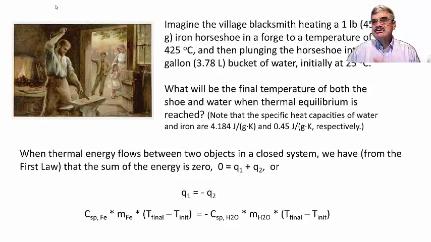But let's further imagine this village blacksmith, since we like the village blacksmith, and he's heating a 1-pound iron horseshoe in a forge to a temperature of 425 degrees centigrade. After he has heated this horseshoe up, he plunges it into a gallon of water. A gallon of water is 3.78 liters, with the water initially being at room temperature, 25 degrees centigrade.